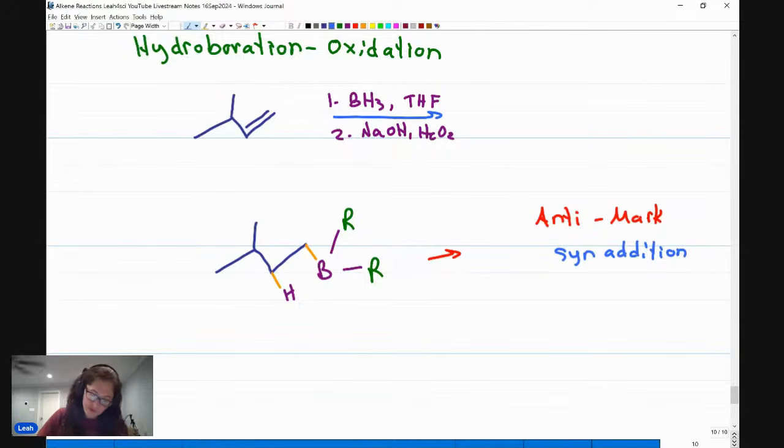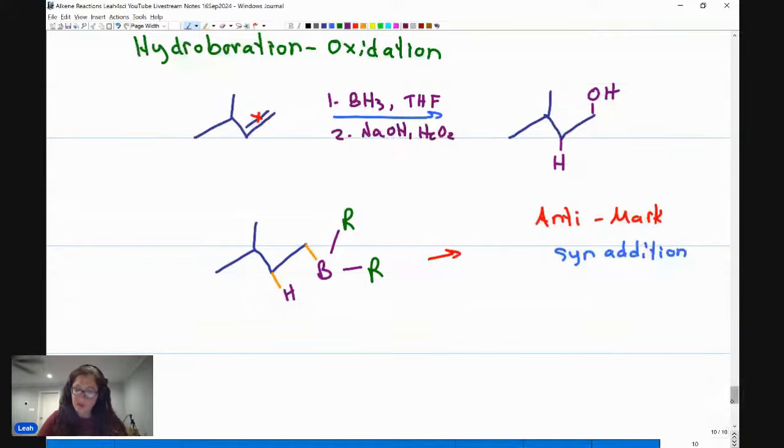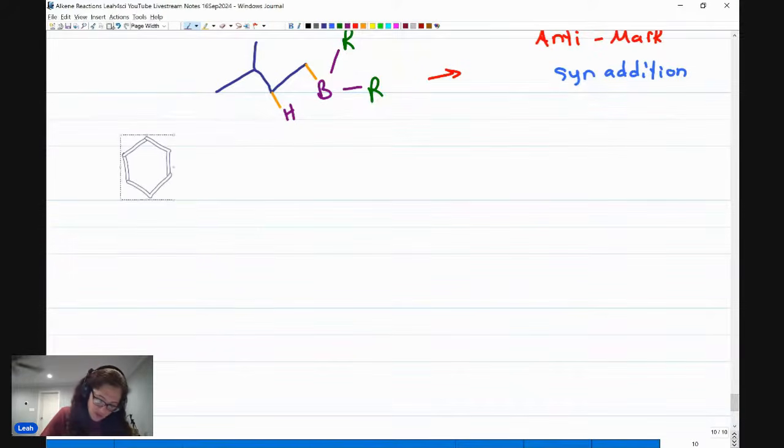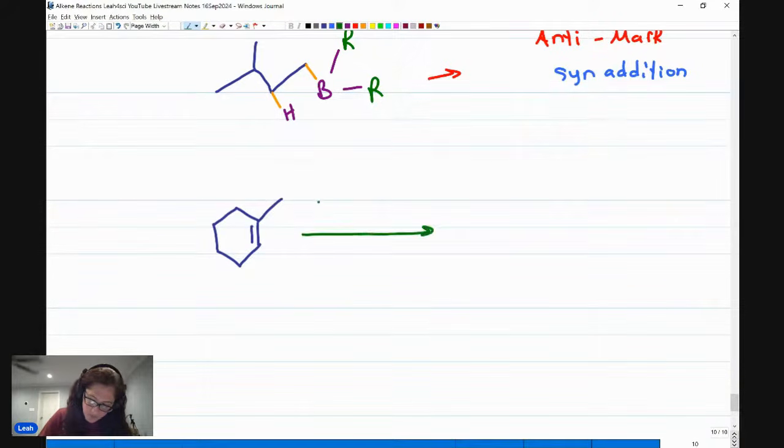The shortcut for this reaction: we break the pi bond, redraw the skeleton exactly as you see it, put your alcohol on the less substituted carbon and hydrogen on the more substituted carbon. No carbocation, no rearrangement. If I want to see this on a ring, and let's make this a substituted ring so that you can really see what's going on, we'll react it with BH3, THF. That is step 1. And step 2, we have NaOH, H2O2.